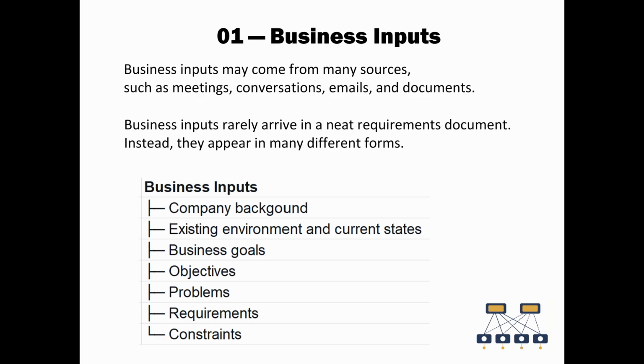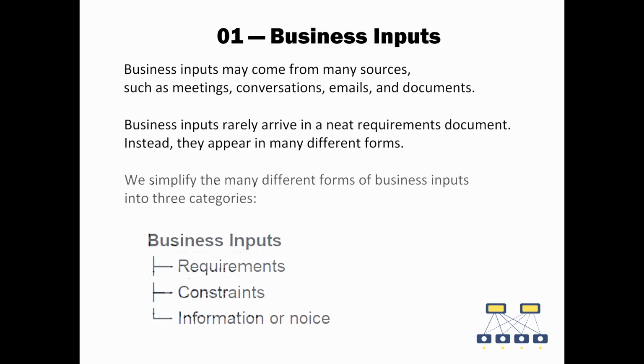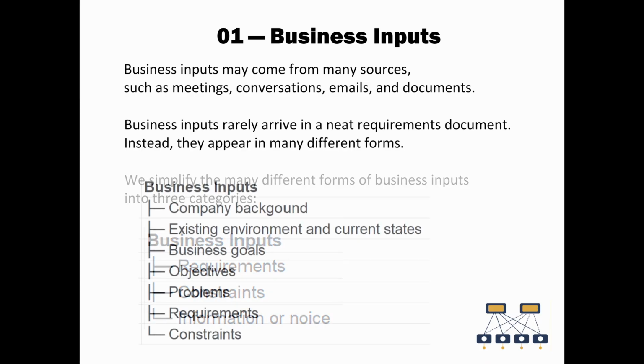To make that analysis easier, we simplify the many different forms of business inputs into 3 categories: requirements, constraints, information or noise. Requirements tell us what the design must achieve or solve. Constraints define the limitation or boundary that the design must respect. Information provides useful context but doesn't directly influence the design. The combination of requirements and constraints reveals the true business needs.